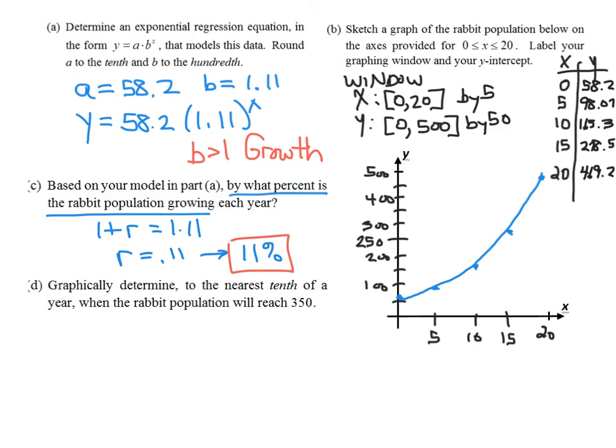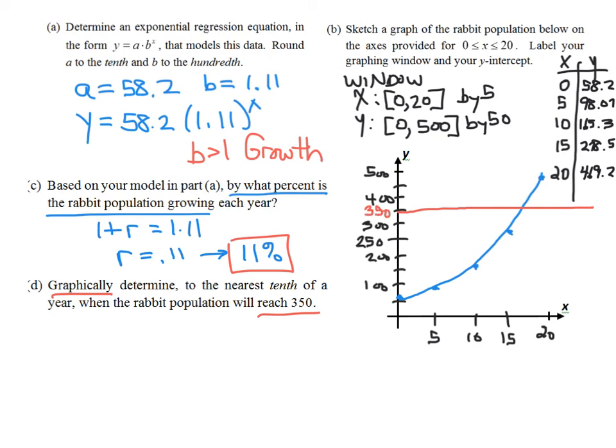Now the last part of the question says, let's graphically determine to the nearest tenth of a year when the rabbit population will reach 350. So I'm first of all going to show that on my graph that I've drawn here, but then I'm going to go to my graphing calculator. So if the rabbit population has to reach 350, I want to draw a horizontal line on my graph where 350 is. So it looks like this. So that's a population of 350.